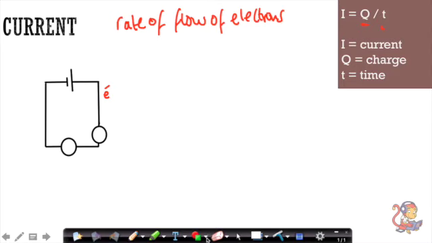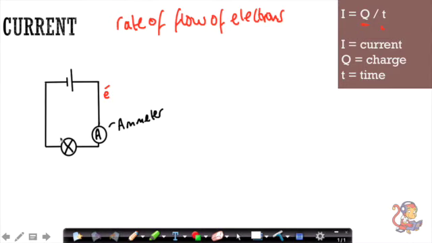So if we've got this basic setup here, let's put a component in this series circuit. So let's assume this is a lamp. And the piece of equipment that we use to measure current is called an ammeter. And that's the circuit symbol for an ammeter.